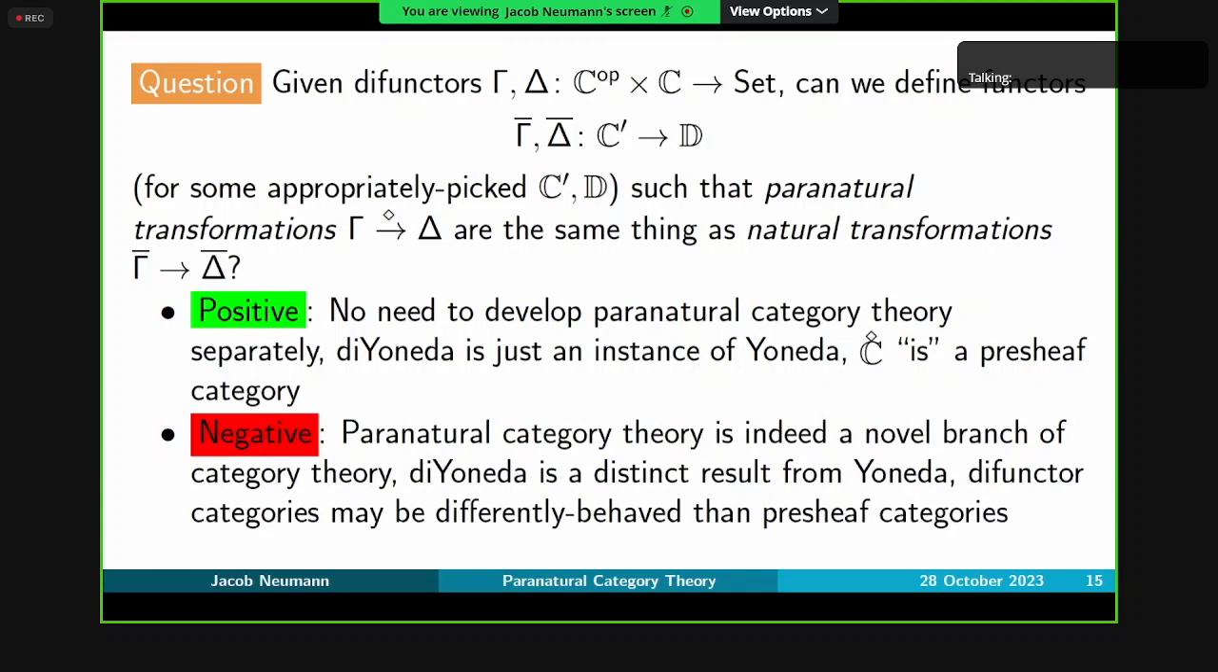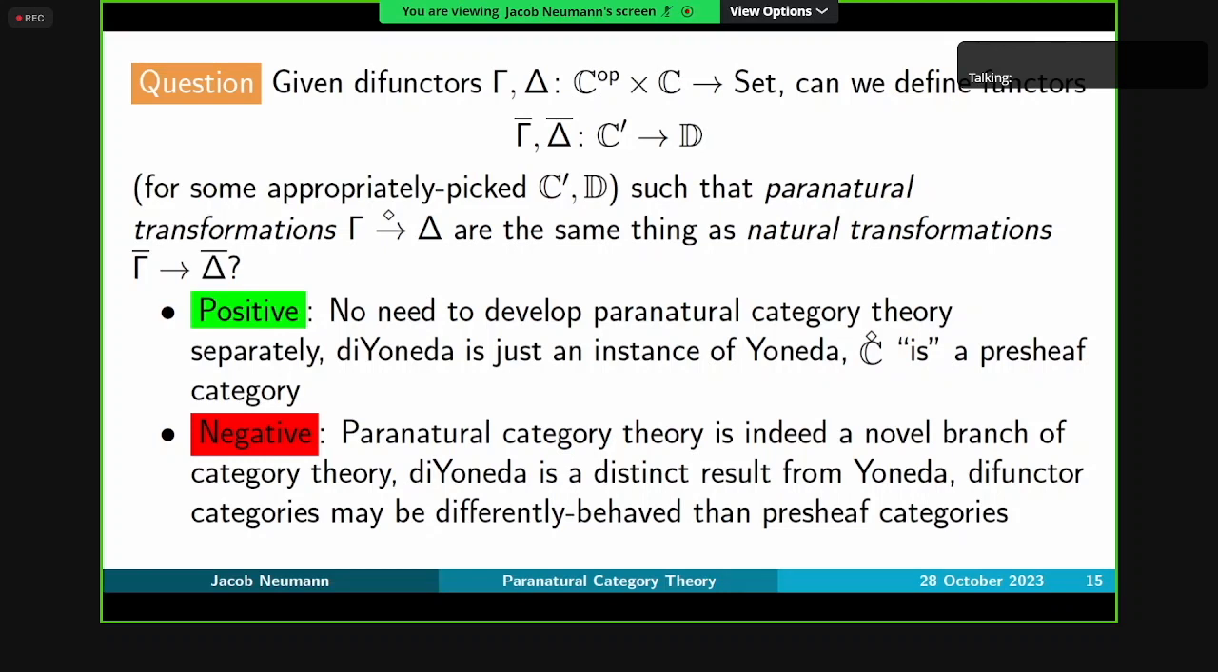But currently, I've been working under the hypothesis of a negative answer. And I don't know exactly what a proof of a negative answer would look like. Maybe there's, I'm not a topos theorist, so I don't know a lot of these really fancy properties of presheaf categories.